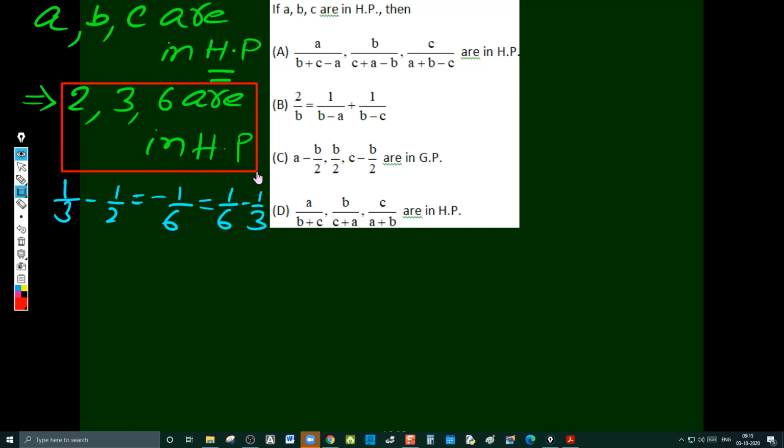I think you can have it for 4 terms also. You may get 8 or 12, I think. You check it out and remember them so that HP problems can be solved easily. So for 3 terms, 2, 3, 6 are in HP. Now straight away verify them.